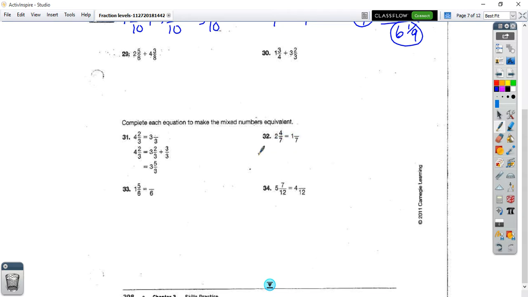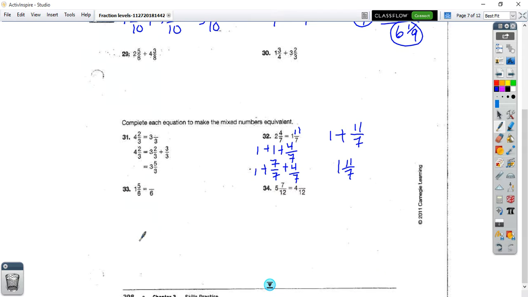So 2 and 4 sevenths is the same as 1 plus 1 plus 4 sevenths. And then this is the same as 1 plus 7 sevenths plus 4 sevenths. And this is the same because 7 sevenths is the same as a whole, and 1 plus 1 is the same as 2. So then this is the same as 1 plus 7 sevenths plus 4 sevenths is 11 sevenths. So then my answer here is 1 and 11 sevenths. 2 and 4 sevenths is the exact same thing as 1 and 11 sevenths.